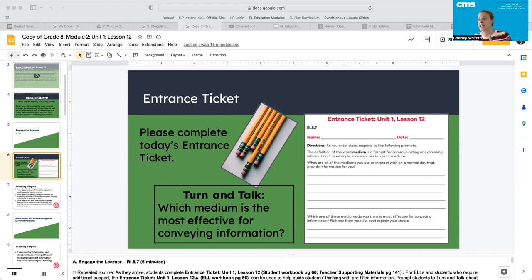And then the second question says, which of those mediums do you think is the most effective? So this is an opinionated question, and that's going to differ for each of you. Some of you may prefer audio as a way to communicate information. Some of you may prefer visual, and that's okay. So let's go ahead and look at the learning targets for today.